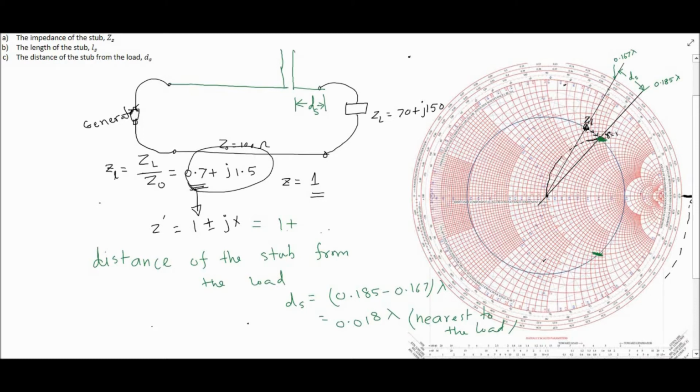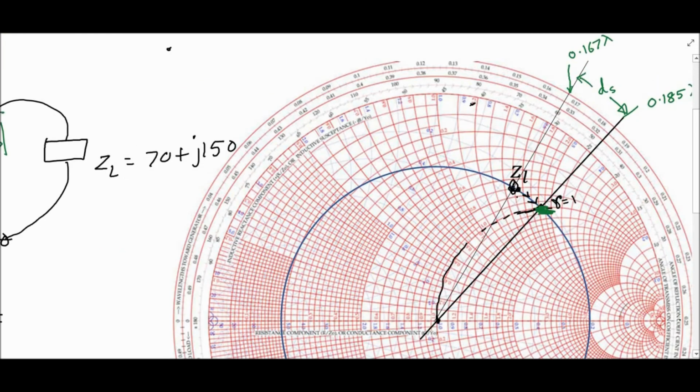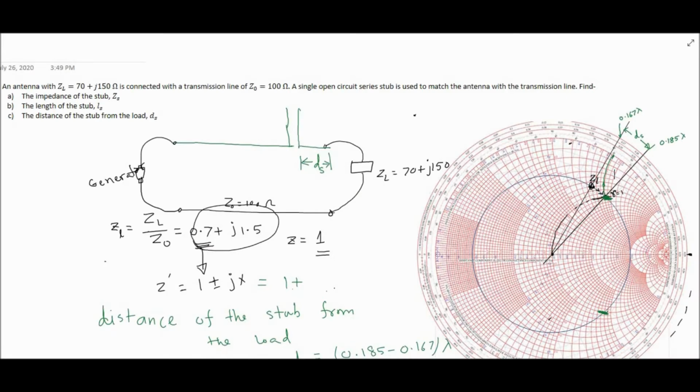So let me find the x values now from the Smith chart. So if you choose this value, this intersection point goes to this point. So this value here is 1.8. So you can write 1.8. So I write the x value here is 1.8.